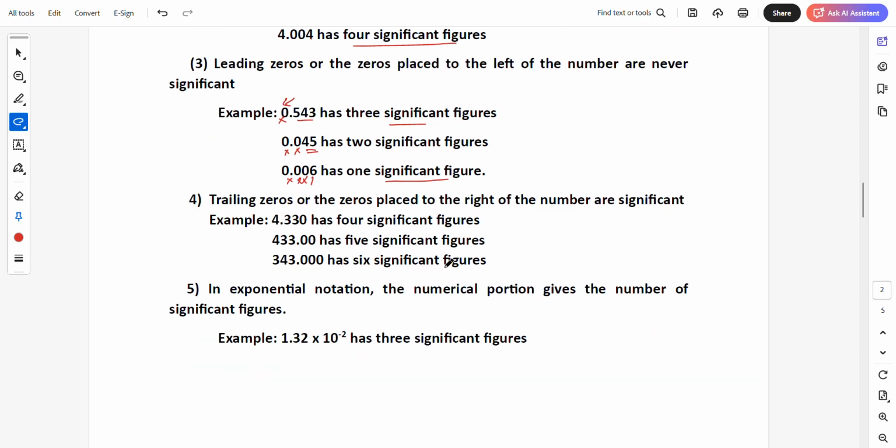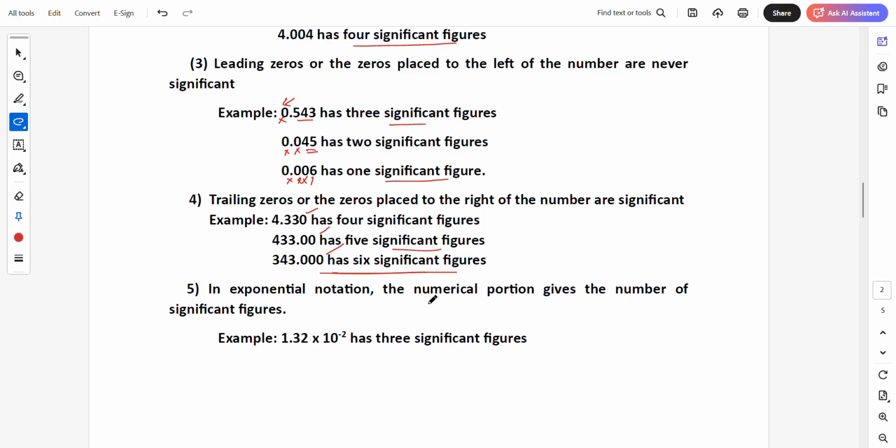Now number 4. Trailing zeros, the zeros placed to the right of the number, are significant. For example, 4.330 has 1, 2, 3, 4. This is counted, has 4 significant. 1, 2, 3, 4, 5, 5 significant figures. 1, 2, 3, 4, 5, 6 significant figures. Okay, hope you understood this.